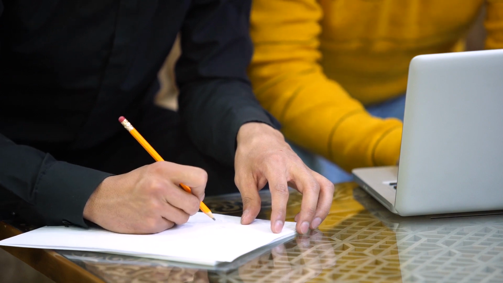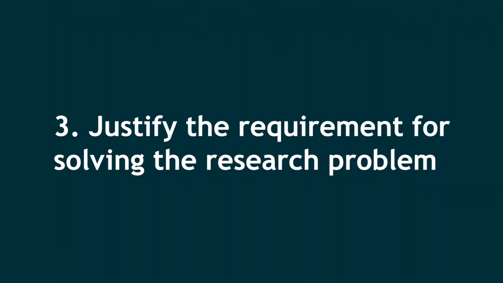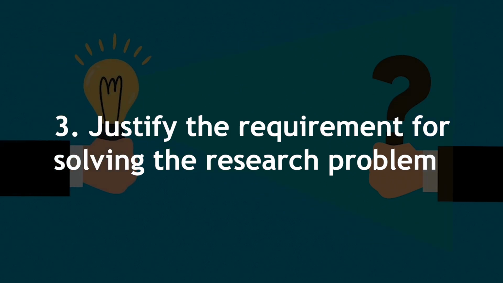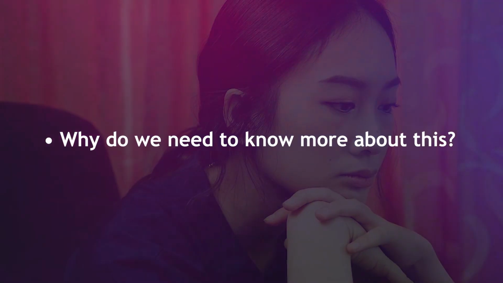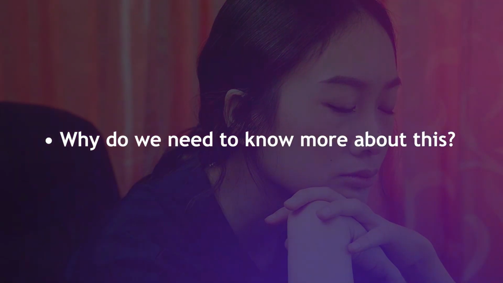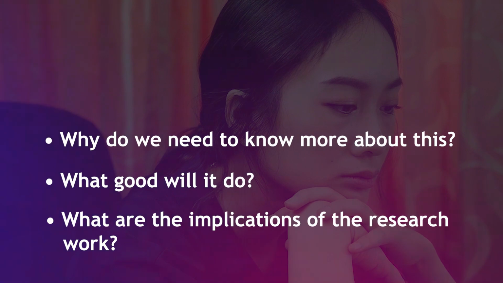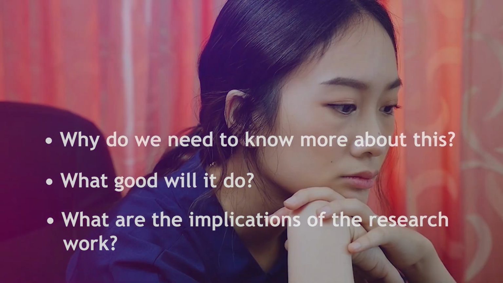Having jotted down the problem statement, the third step is to show the relevance of the problem and justify it. At this stage, you will be finding yourself asking questions like, why do we need to know more about this? What good will it do? And what are the implications of the research work, etc.